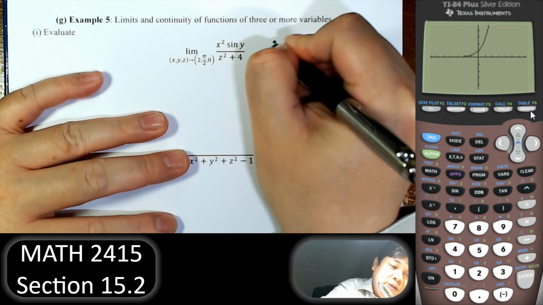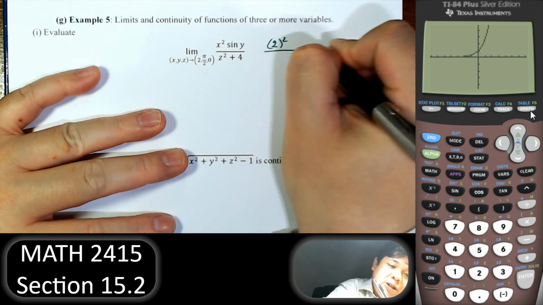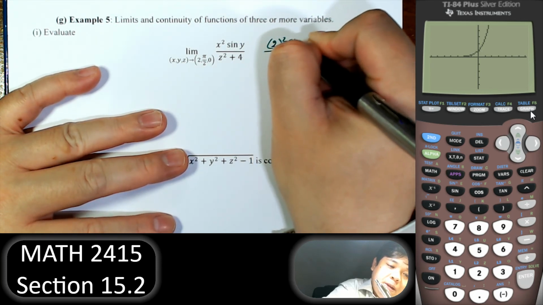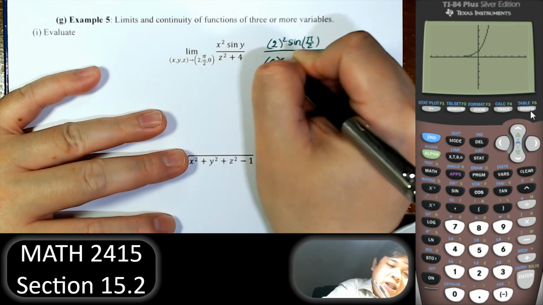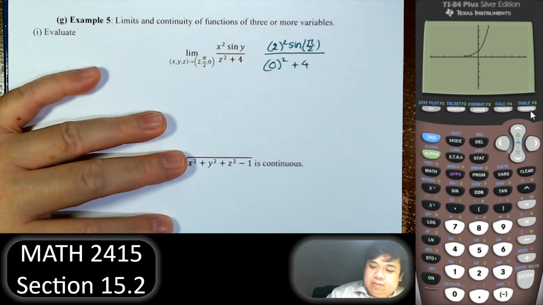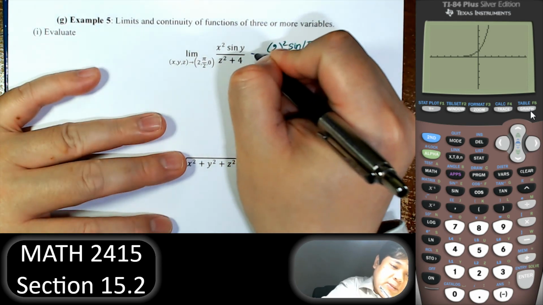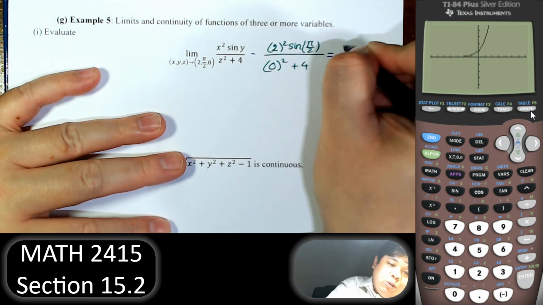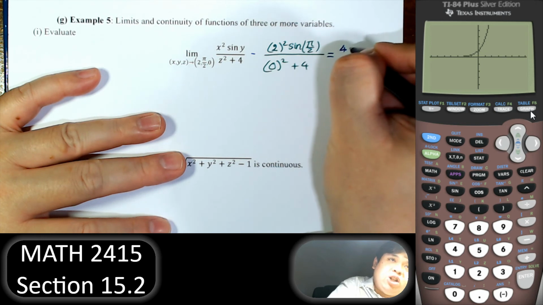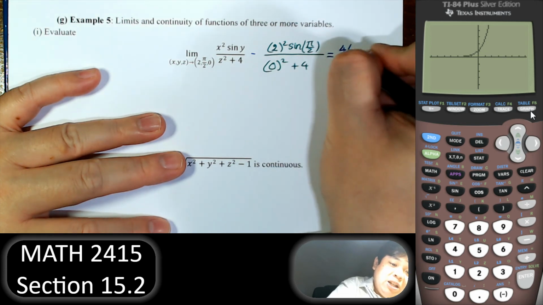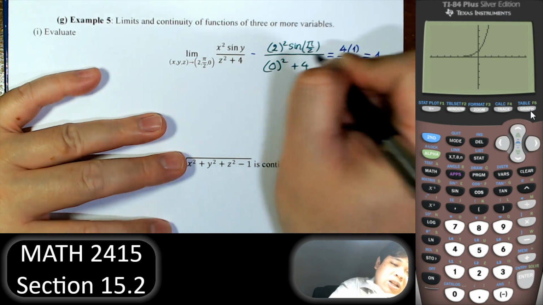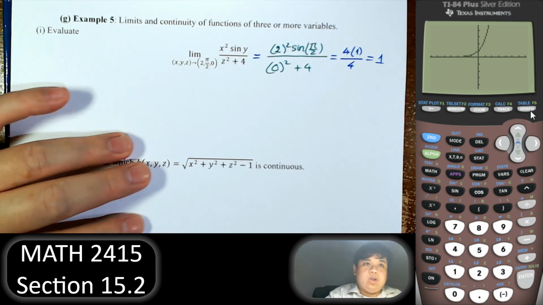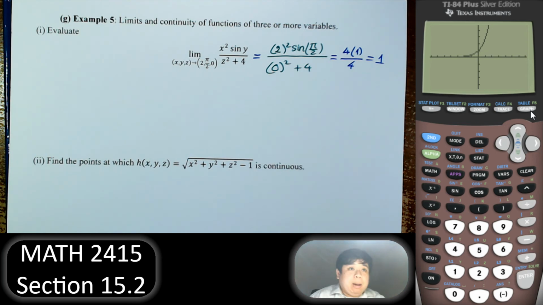So put 2 in for x, pi over 2 in for y, and 0 in for z. If that is equal to something, then we just say it equals sine pi over 2, sine 90 degrees, 1, over 4. So this is 1. Since this is a nice number, we're going to make it equal to that. And I'm not going to even graph this because we can't.